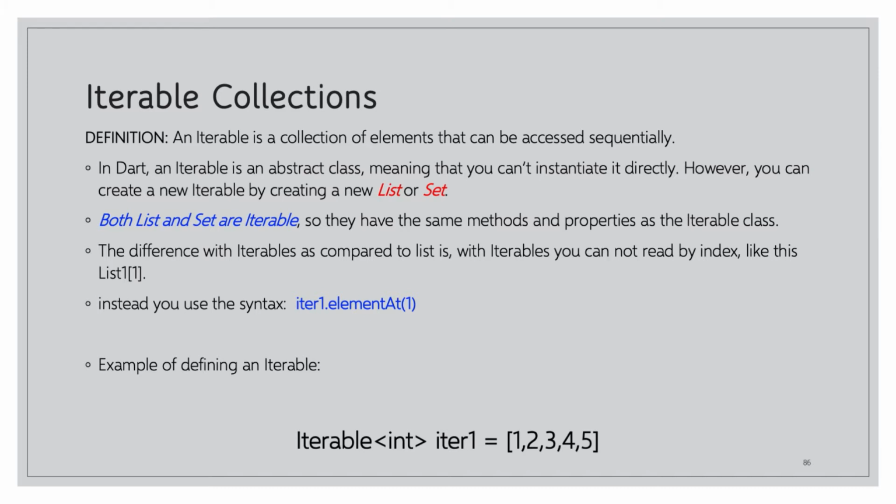The difference with iterables as compared to lists is that with iterables you cannot read by index, like this: list, and then 1 or 2 or whatever. Instead, you use iter1.elementAt(1), where iter1 is the name you've given to your iterable. Here is an example of defining an iterable. We have the Iterable keyword, we have int for the type in our iterable collection, then we have the name that we gave it, iter1, and then we define our elements.